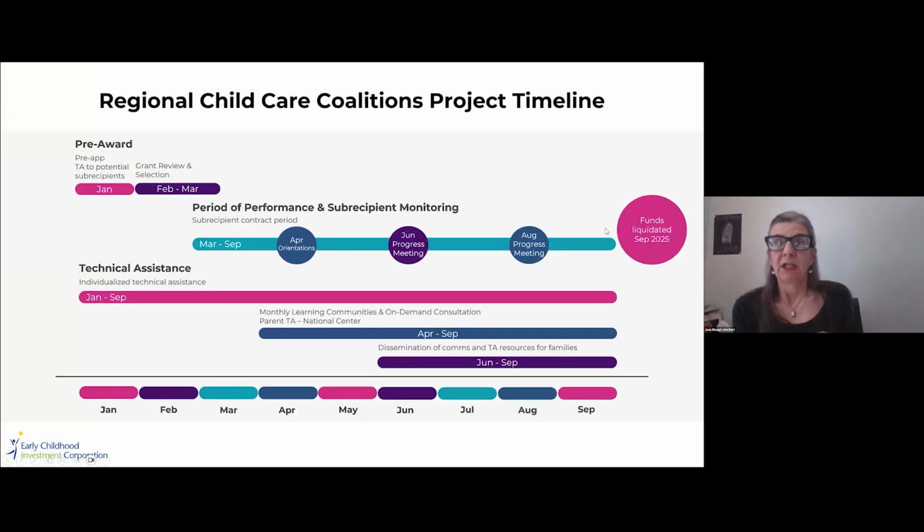So just an overall timeline for this initial year. You can see over in the left-hand corner, we're in the pre-award process. So the application has been opened, you're participating in this webinar, and the application will remain open until the end of January. Then we're going to move into the grant review and selection process, and that will take place between February and March. We'll be talking more about the grant review and selection process later in this webinar.